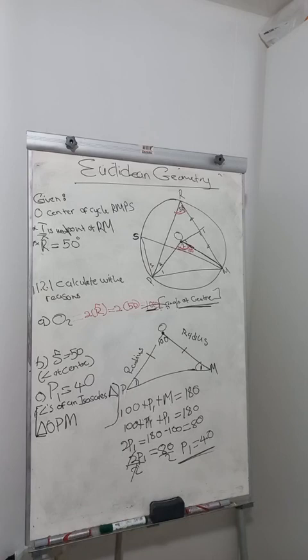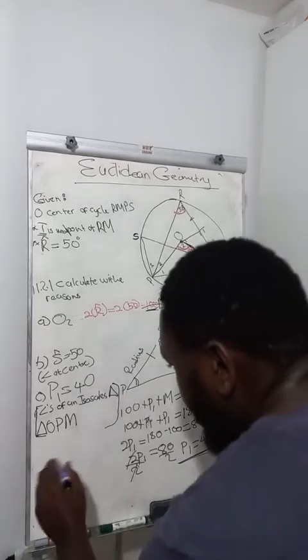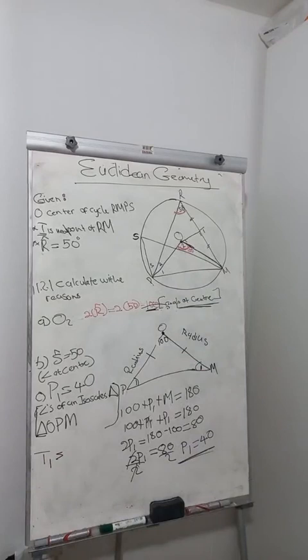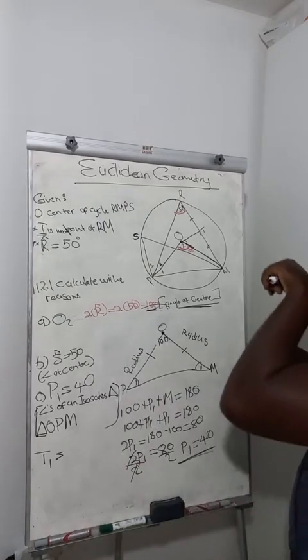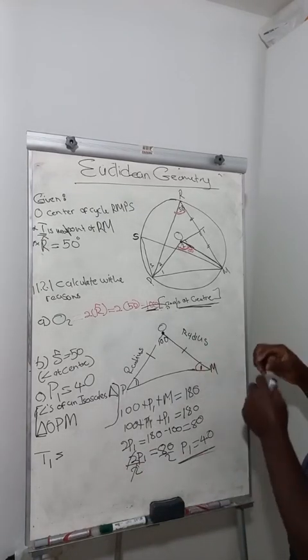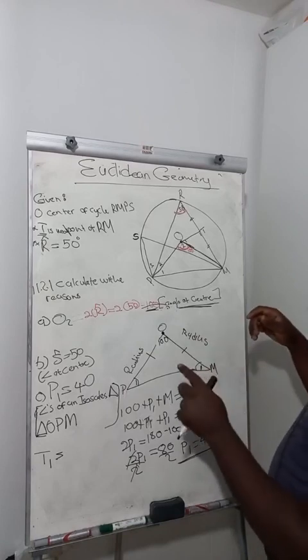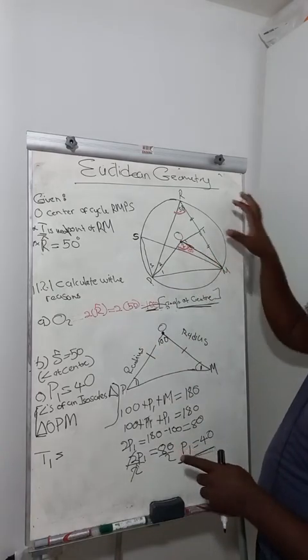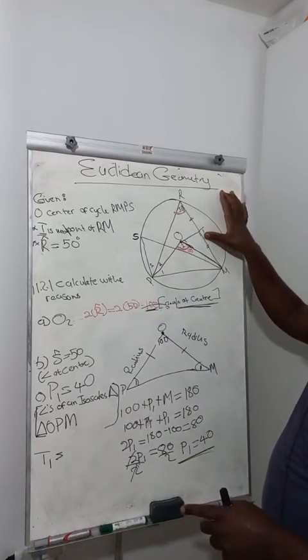Now let's move past that and go to the last part. I think the last part was asking us to determine T1. What is T1? Let's look at the diagram. This one is much easier. When we started off this lesson, we started by proving the theorem which says a line drawn from the center to the chord bisects the chord.